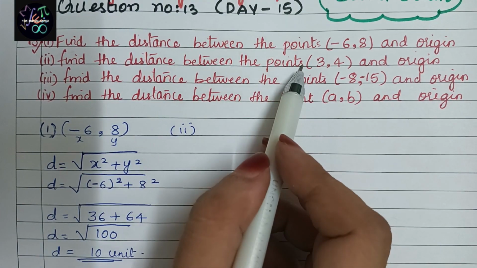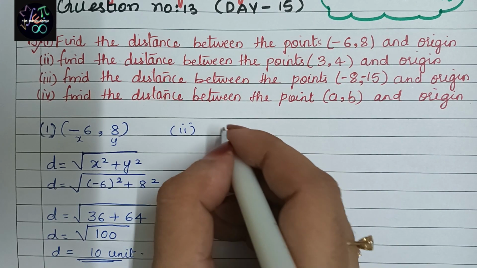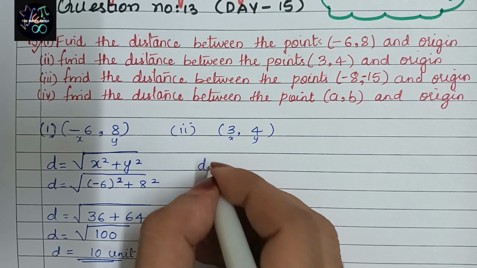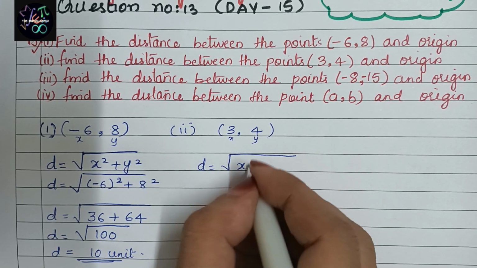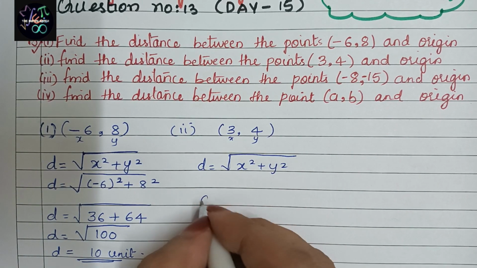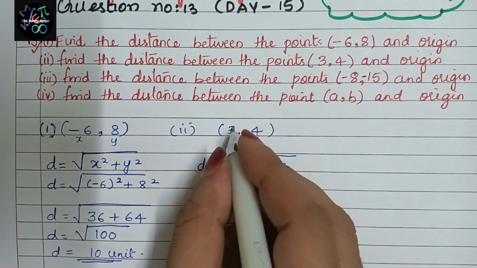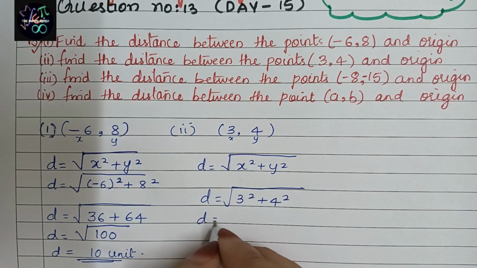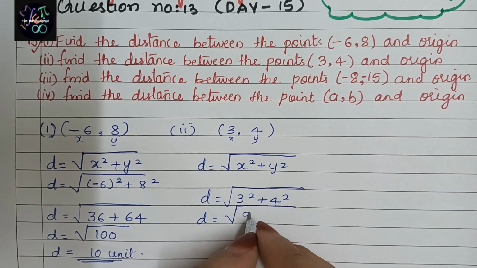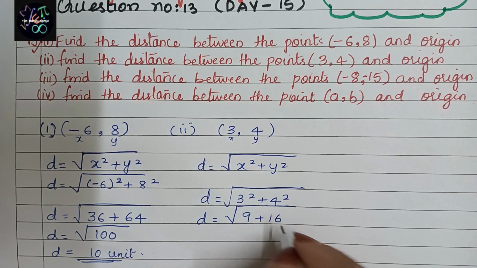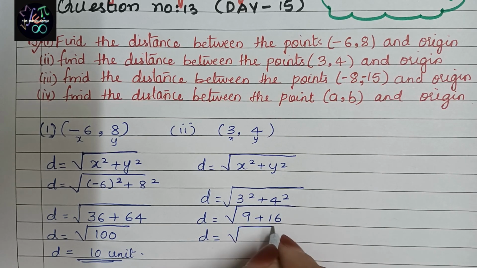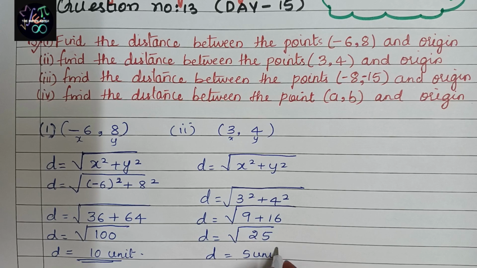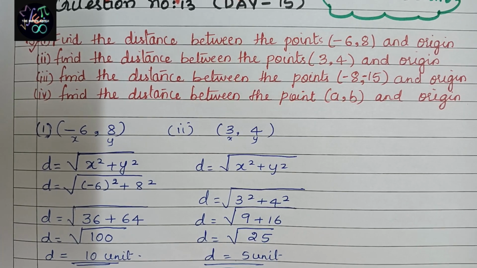Find the distance between point 3 comma 4 and origin. Here the point is 3 comma 4. So what we have to do, this is x and this is y. Same formula. D is equal to root of x square plus y square. D is equal to root of x value 3 square plus 4 square. Now in the same way, root of 3 square 9 plus 4 square 16, and 9 plus 16 is nothing but 25. So root 25 is 5 unit.